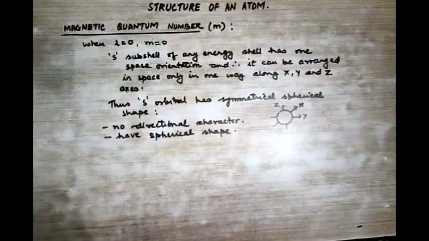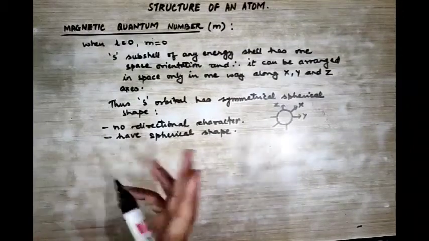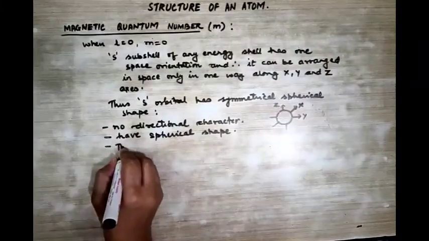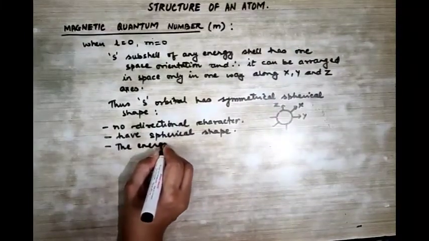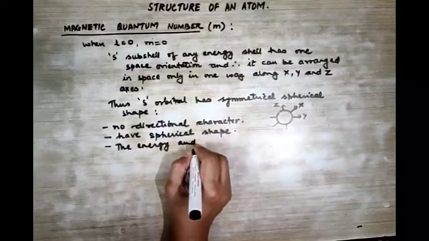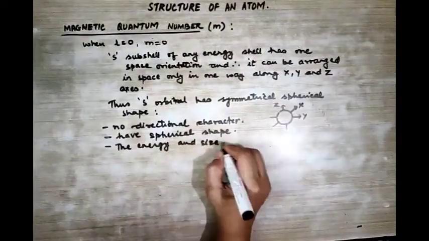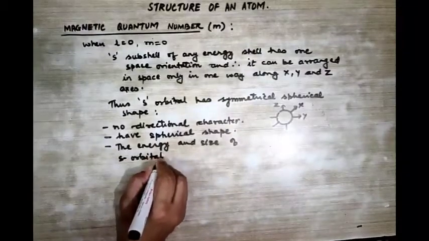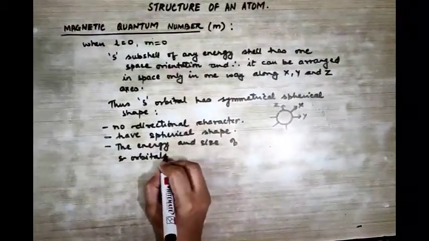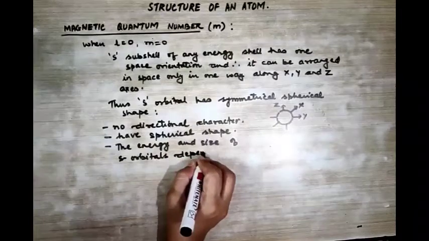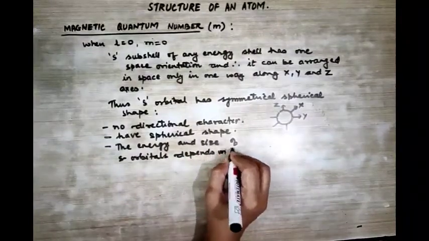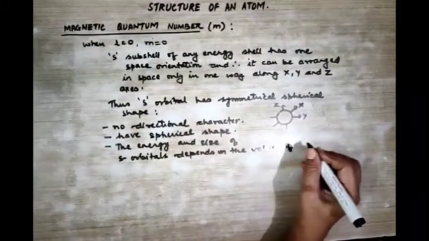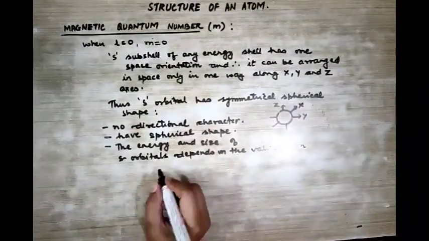Then the energy and the size of the s orbital always depend upon the value of n, that is, the principal quantum number. That is the order of your principal quantum number. The energy and size of s orbital depend on the value of n. Okay.